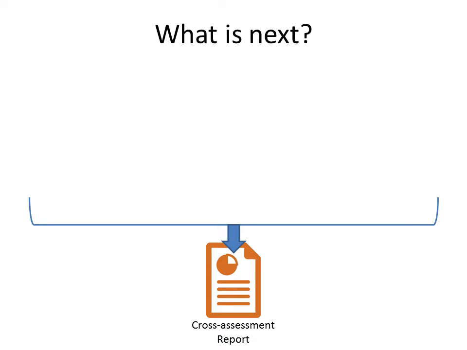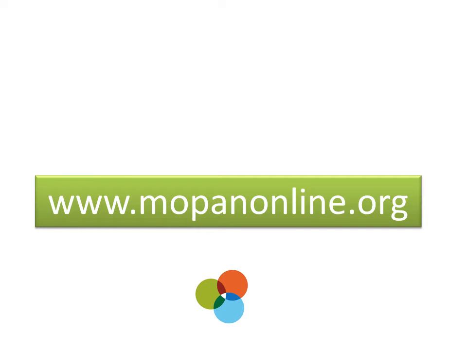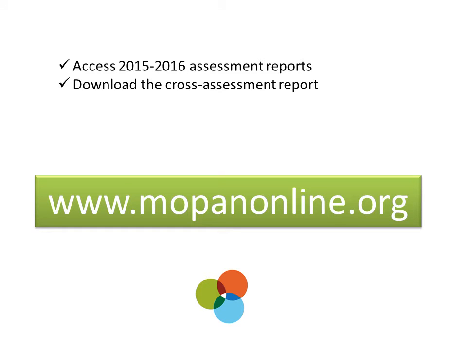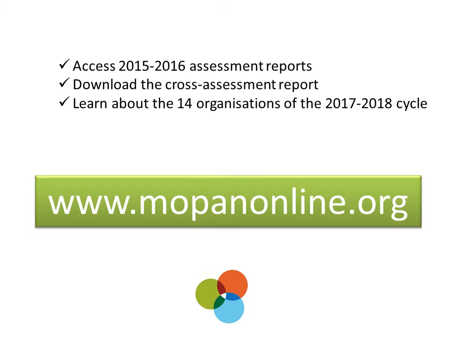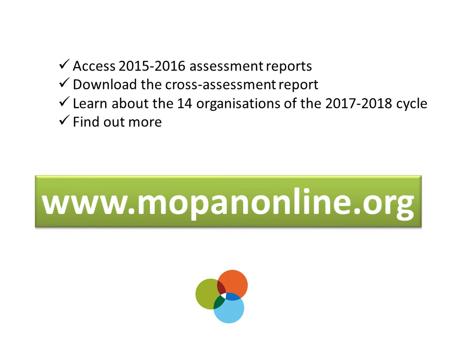There is more to come. In autumn 2017, MOPAN Secretariat will publish a report that looks across all 12 assessments and asks how the organizations are facing common challenges. If you want to access any of our 12 institutional assessments, download the cross-assessment report later this year, learn about the 14 organizations that will be assessed in 2017-18, or find out more about multilateral effectiveness, please visit our website, www.MOPANONLINE.org.